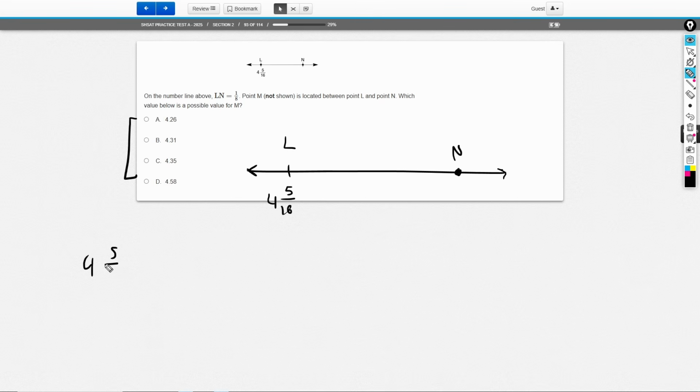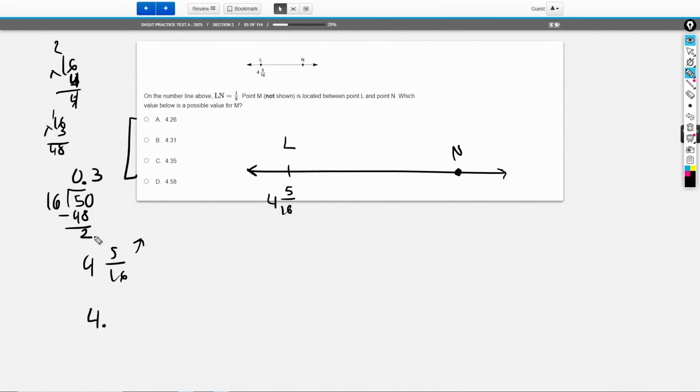4 and 5/16 is equal to 4 point something, right? This is a whole number, this is a fraction. How do I figure that out? Well, I just divide 5 by 16 in order to convert this into a decimal. So 16 goes into 5 0 times, so I put a 0 here, and I put a decimal here. 16 goes into 50 three times, because 16 times 3 is 48. Subtract, this is 2.